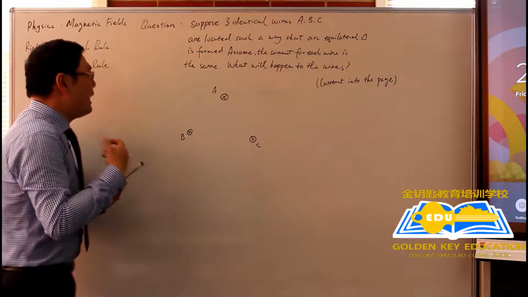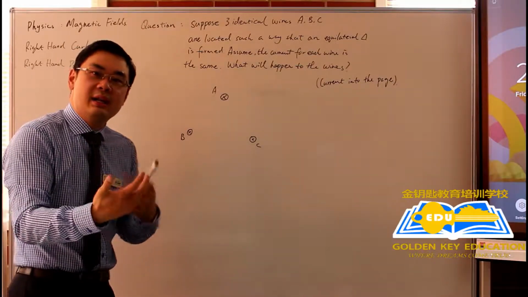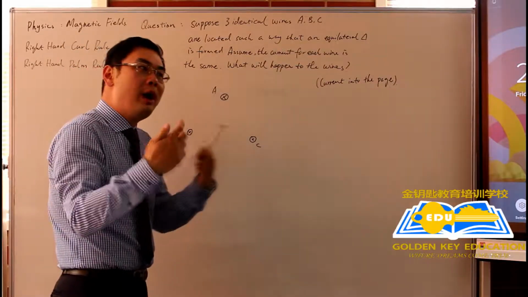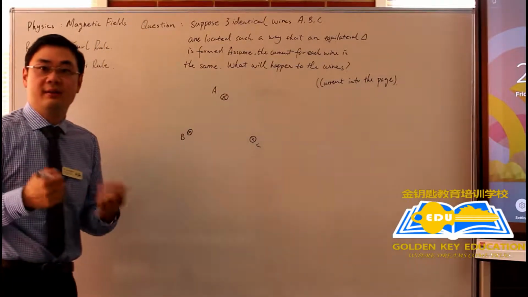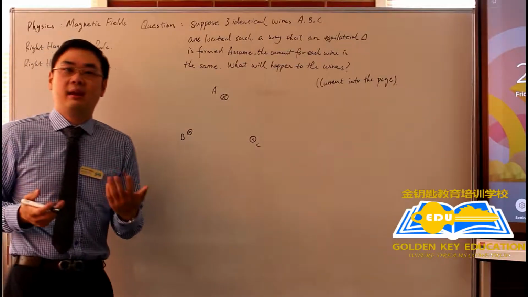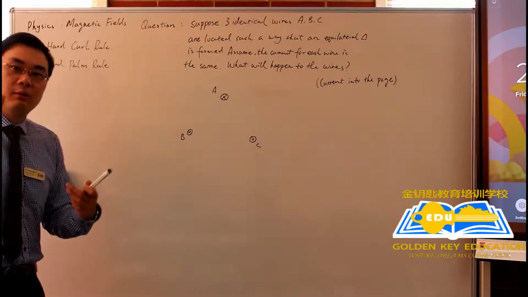The first thing we need to understand is that when the question asks what happens to the wires, it is usually about how the wires will move relative to each other. A lot of you might be thinking that nothing is going to happen, but we're going to figure it out using the right-hand rule.